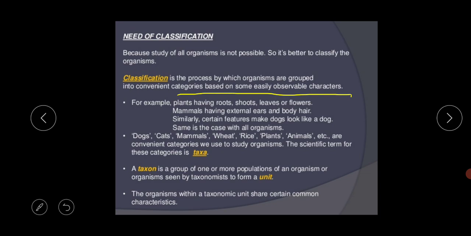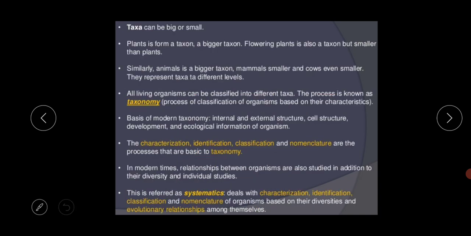The scientific term for these categories is called taxa. A taxon is a group of one or more populations of an organism or organisms seen by taxonomists to form a unit. The organisms within a taxonomic unit share certain common characteristics. This is the main ground of classification. So taxa can be big.